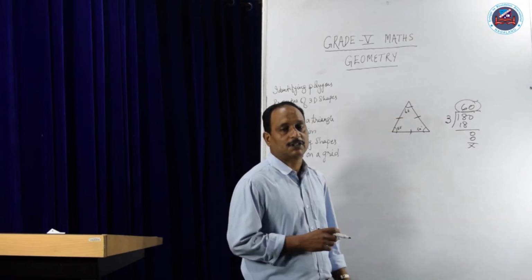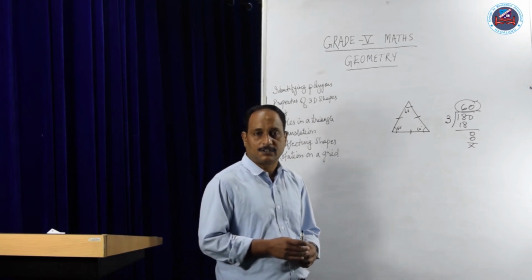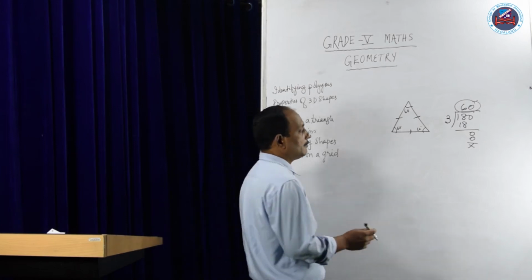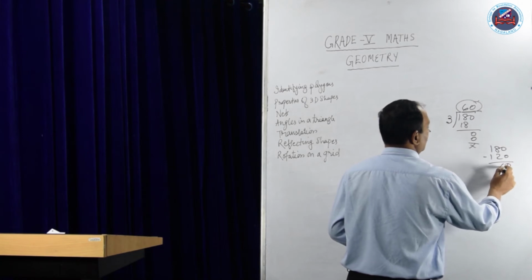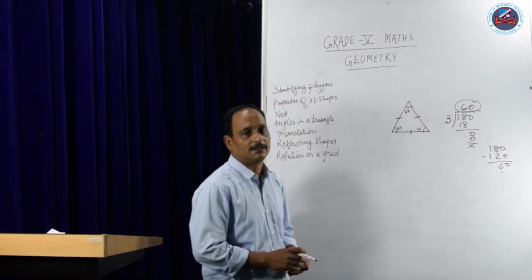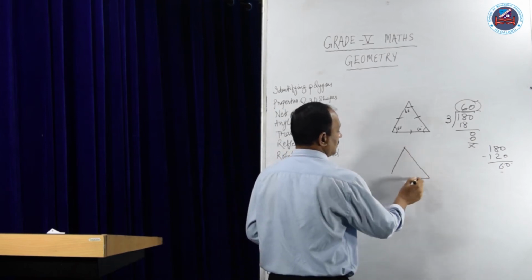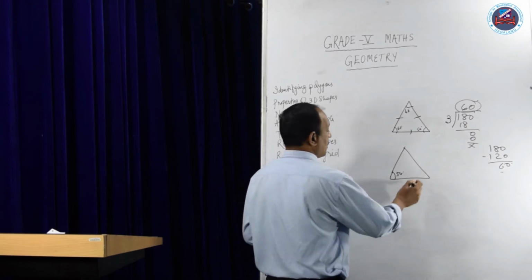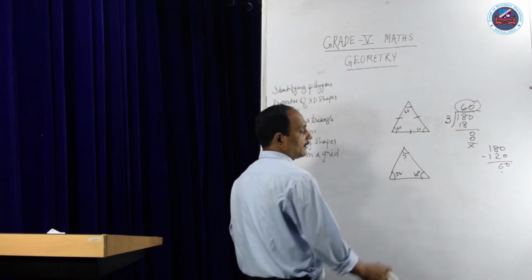If suppose a question is there: two angles of a triangle measure 120 degree, what is the measure of the third angle? So 120 degree subtracted from 180 degree, it comes 60 degree. Let us talk about another triangle. Suppose this is a triangle. This measurement is given 54 degree. This is given 45 degree. So what will be the measure of this angle?